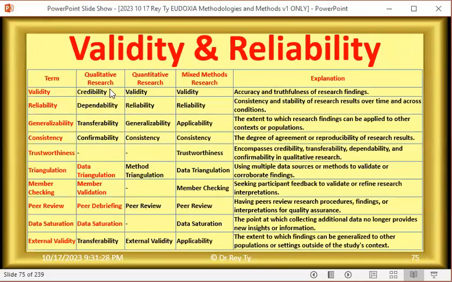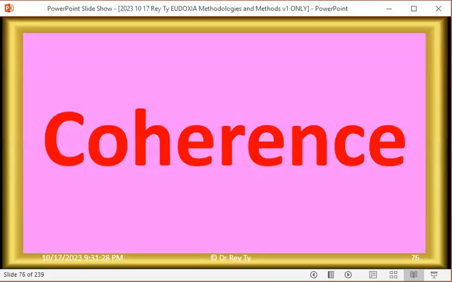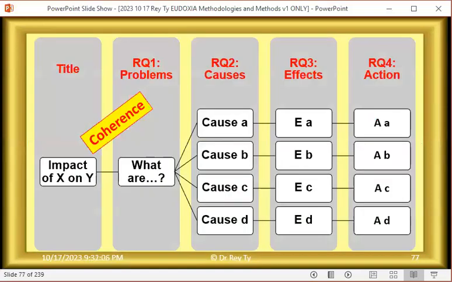Credibility for qualitative, for validity. Dependability for qualitative, it's about reliability. And transferability for qualitative, it's generalizability in quantitative. And then confirmability in qualitative, and it's consistency in quantitative. They mean the same thing, but since one is more precise than the other, then the vocabulary cannot be the same. To show coherence, I'm ending with this.